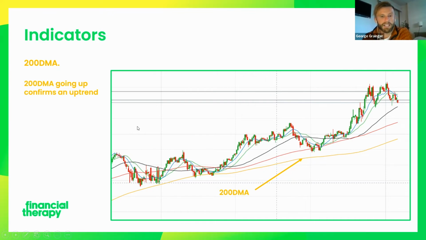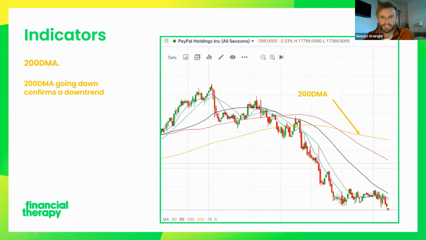Once you get into the end, when I've been looking at shorting stocks, I'm looking at the 200 daily moving average. You can just see it starting to turn, as in PayPal here. You can see that it just started to roll over and just started to turn, and you can look at the other indicators.